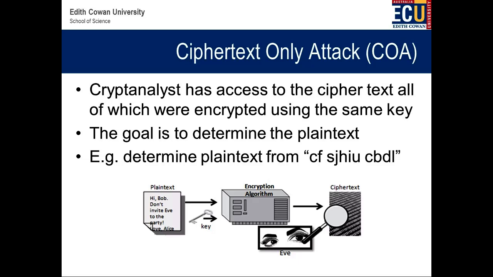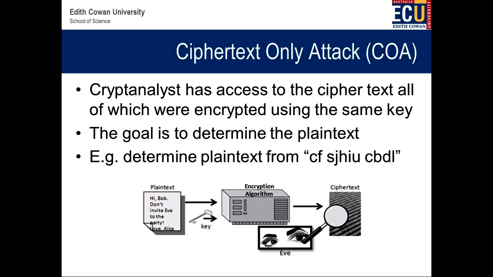So how do we attack the crypto? What are the concepts that are applicable in attacking cryptography? One is the ciphertext only attack, or COA. In a ciphertext only attack, the cryptanalyst has access to the ciphertext, or the encrypted text, which has been encrypted using the same key. And the goal of the cryptanalyst in this category is to determine the plain text.